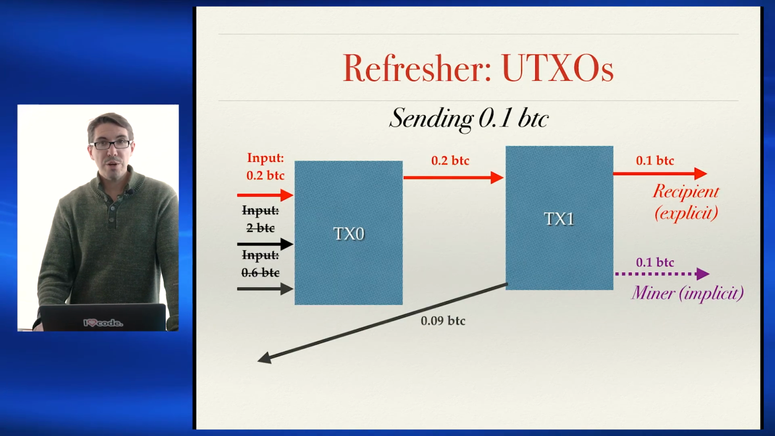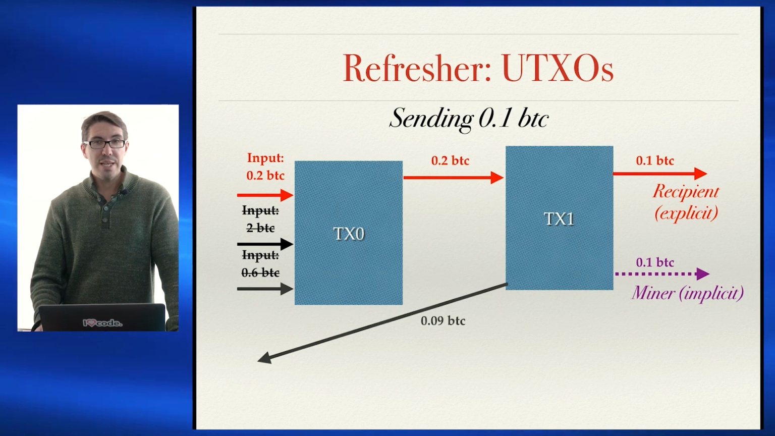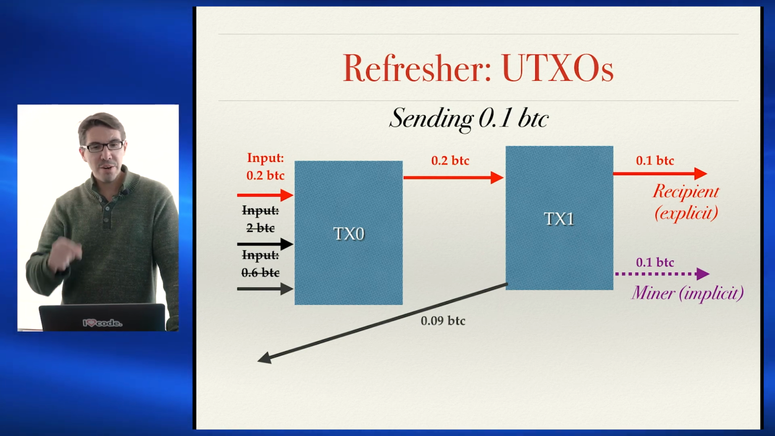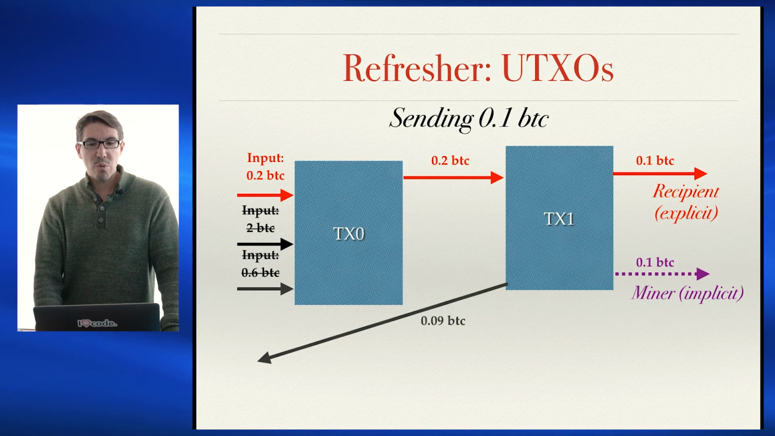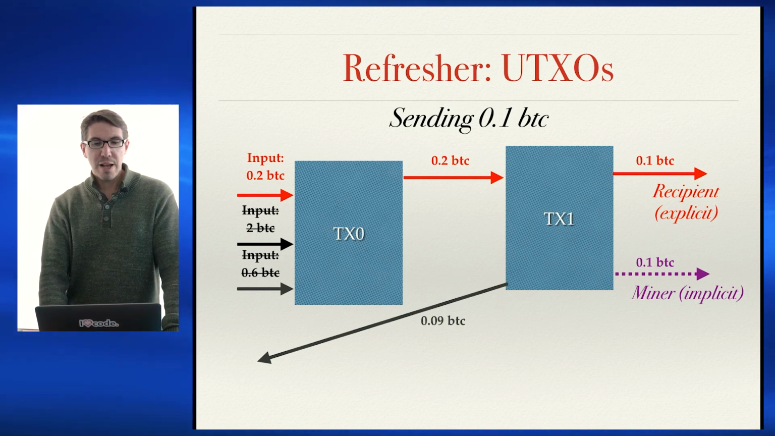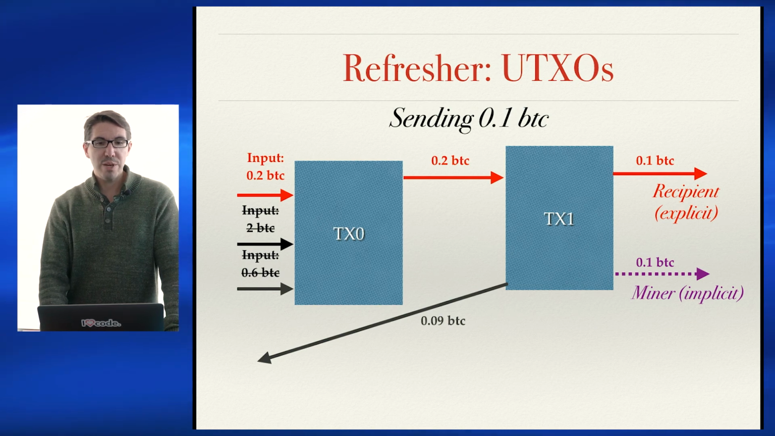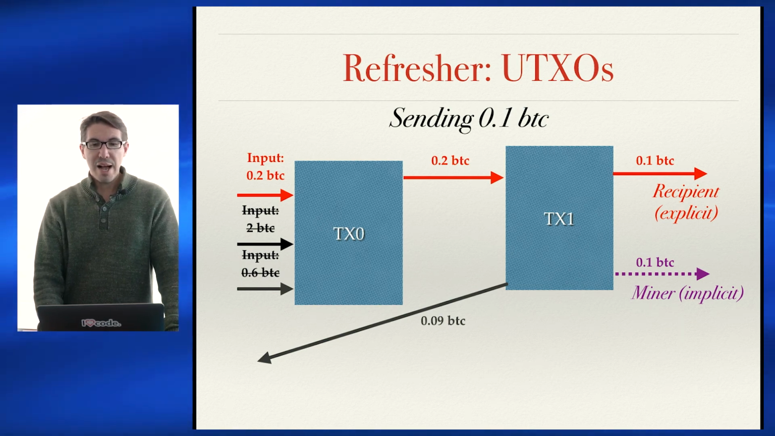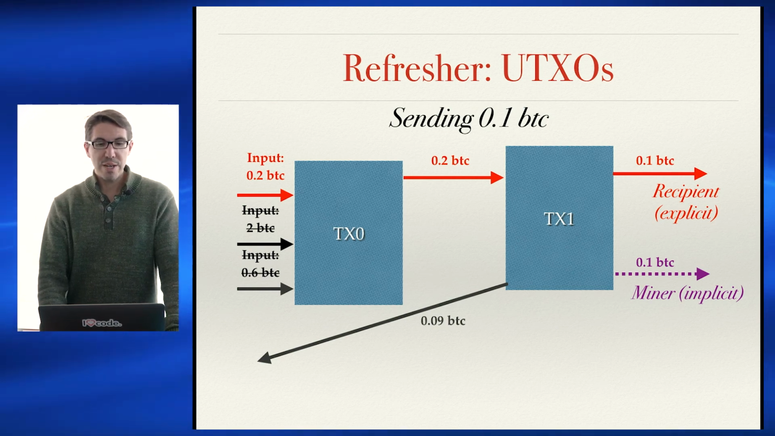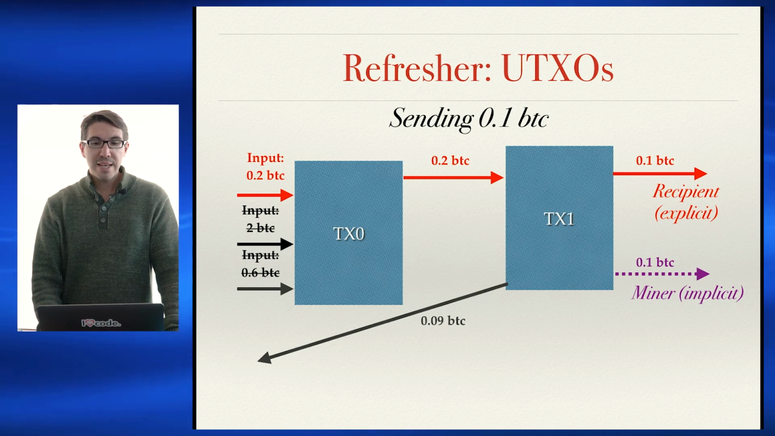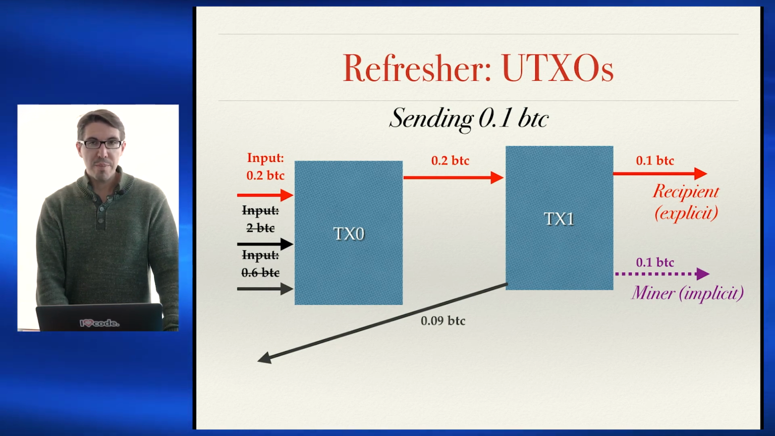So just as a quick refresher of how UTXOs work, here I'm trying to send 0.1 Bitcoin. So I have an input, one of my UTXOs, with 0.2 Bitcoin. Recipient gets 0.1 Bitcoin. I send 0.09 Bitcoin back, and the 0.01 Bitcoin remaining implicitly goes to the miner.